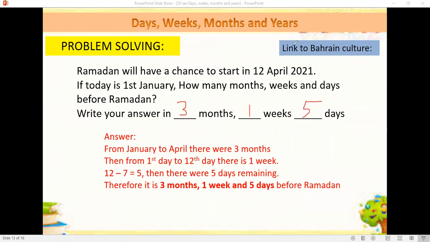Okay, so that means to say, when you are converting days, weeks, months, and years, make sure that you remember all what I have told you in the very beginning about how many days in 1 week, how many days in 1 month, how many months in a year, how many weeks in a month, and how many weeks in a year. Okay, I hope you understand this lesson.